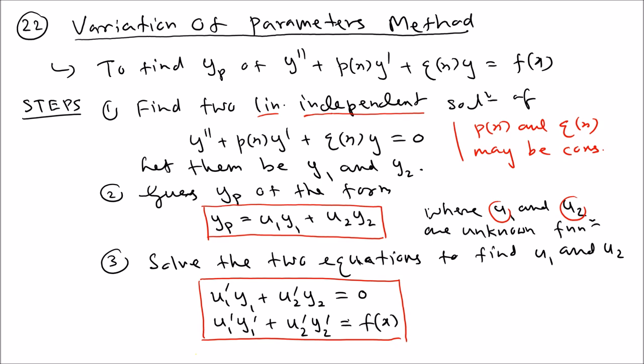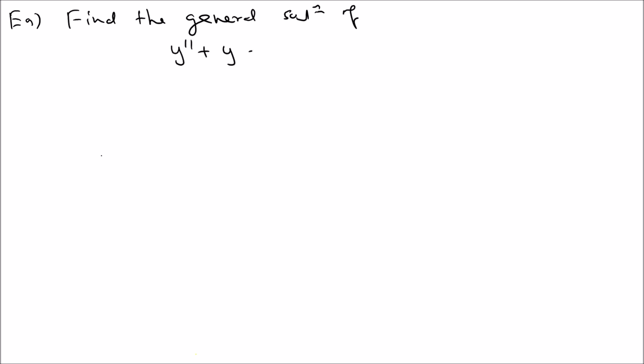Let's use this method to solve a problem that you cannot do using the undetermined coefficient method. Example: find the general solution of y double prime plus y equals tan x. You cannot solve this using undetermined coefficients because tan x doesn't work. So what we're trying to do is find two linearly independent solutions of the homogeneous equation, which we can do very easily.